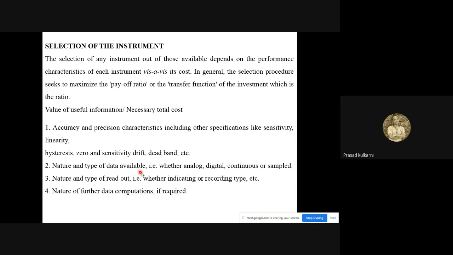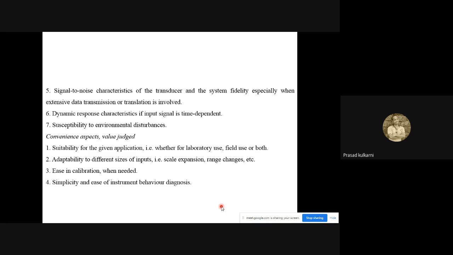The nature and type of data available, that is whether analog, digital, continuous or sampled, you also have to consider. Then the nature and type of readout, whether indicating or recording type. Then the nature of further data computation, if required. Then signal to noise ratio, that we also have to measure. Then dynamic response characteristics, if the input signal is time dependent. Actually, this point we are going to study separately in dynamic characteristics. So the rest of the things we will discuss in detail.